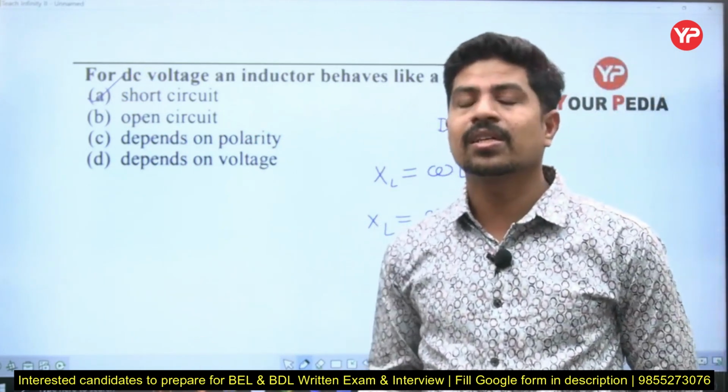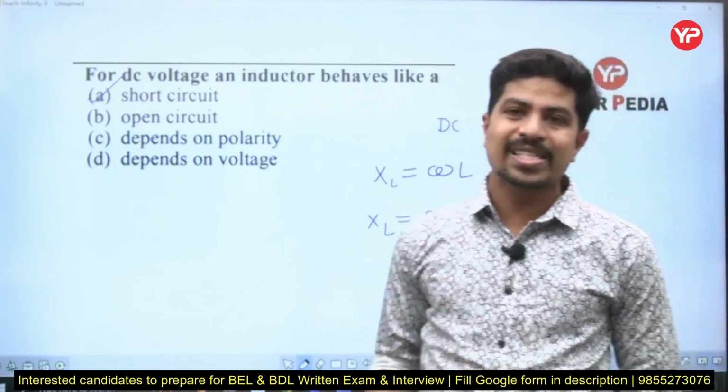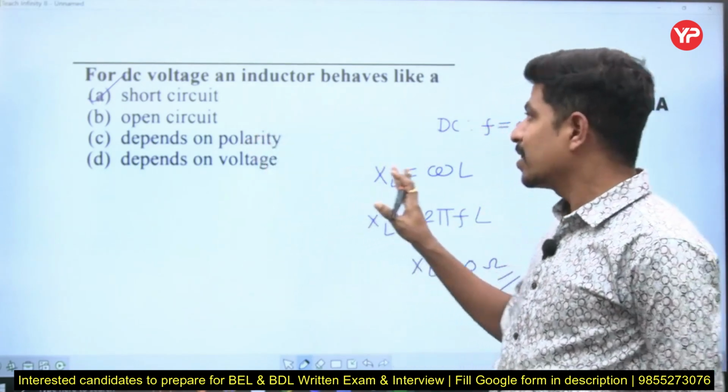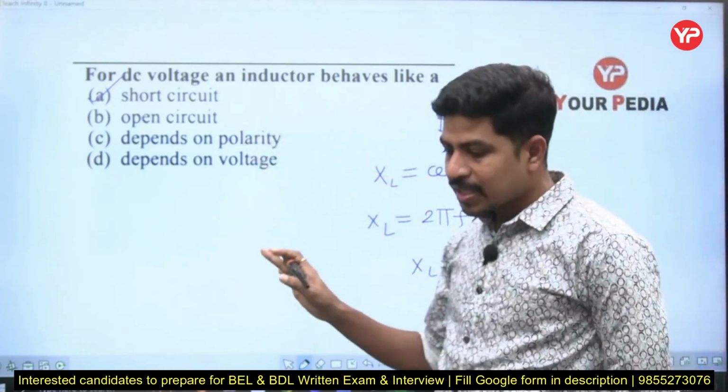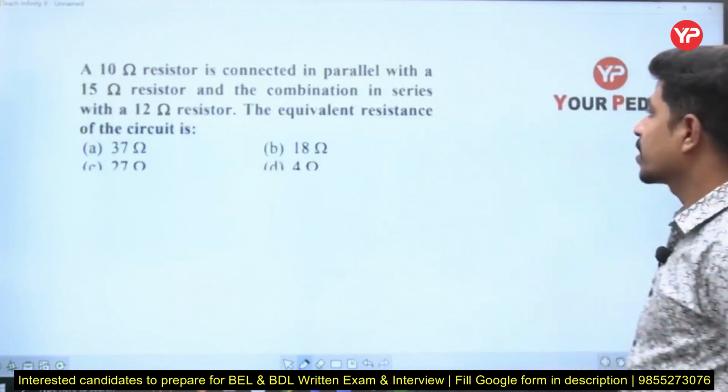In the transient state, in the very beginning, at t is equal to 0, the switch closing instant, the inductor behaves as open circuit, that is transient. But here nothing is mentioned, therefore we have to see this as a steady state condition only. Right? Let's go to the next question.